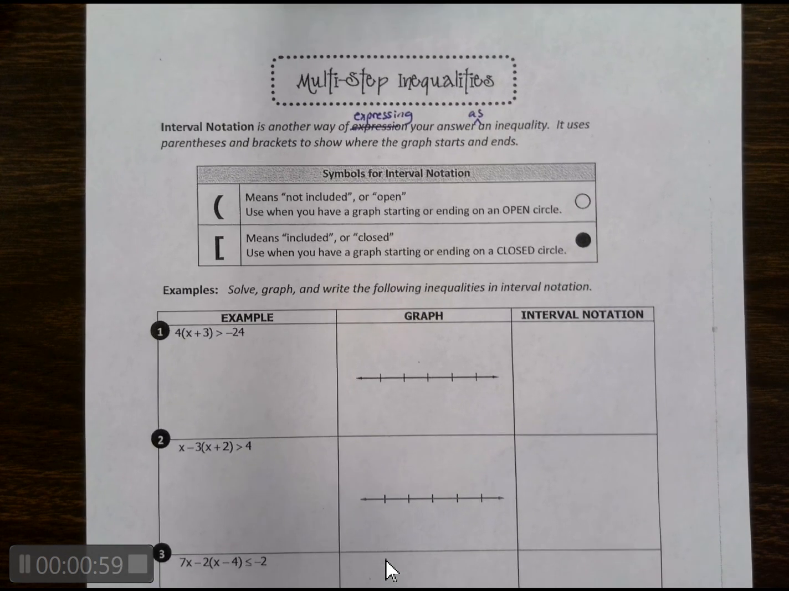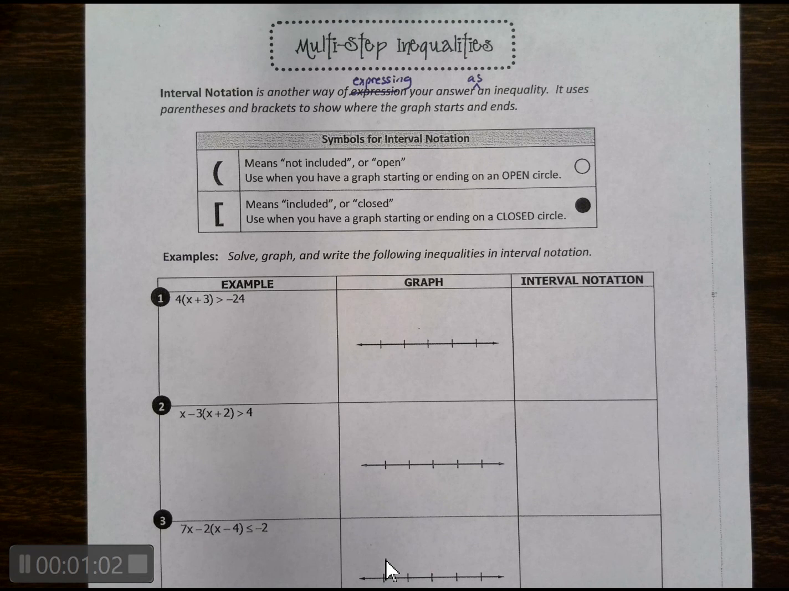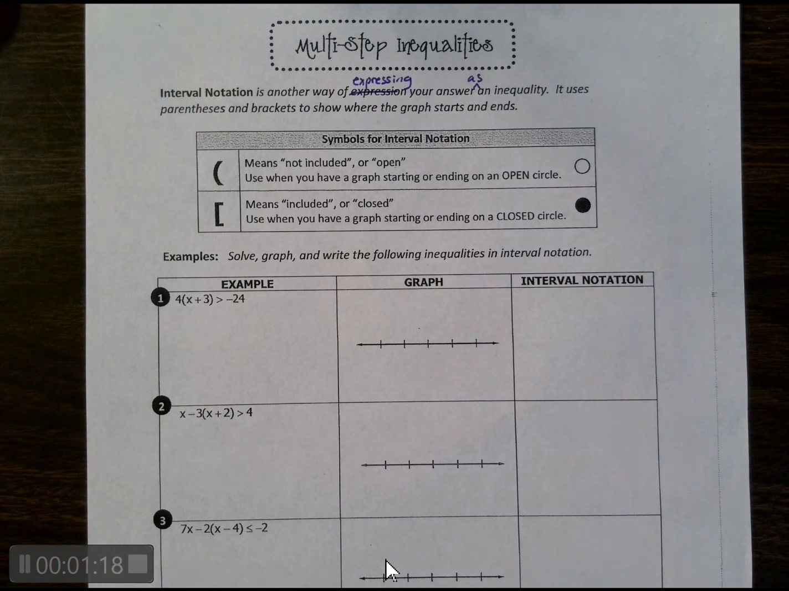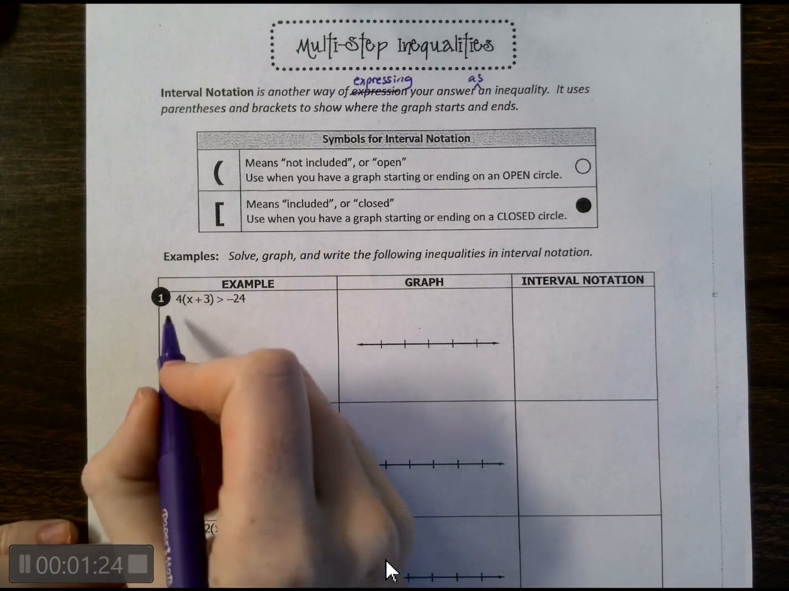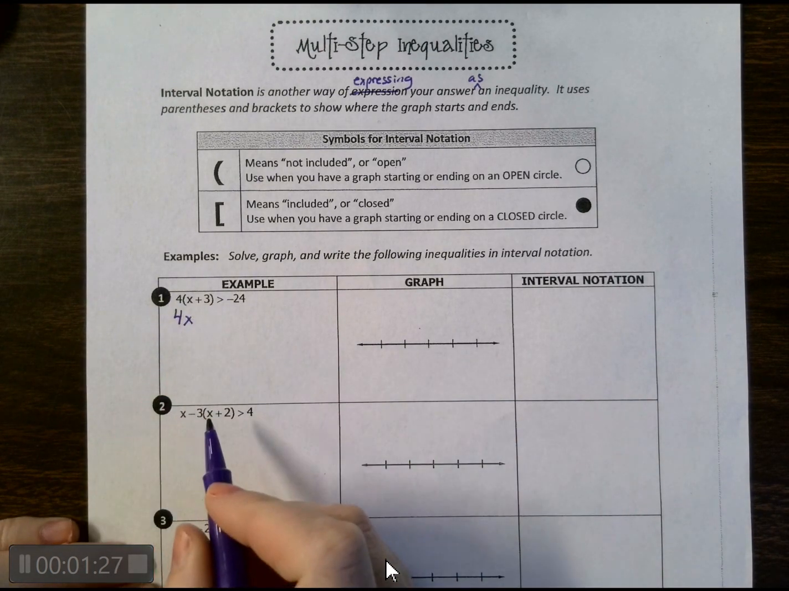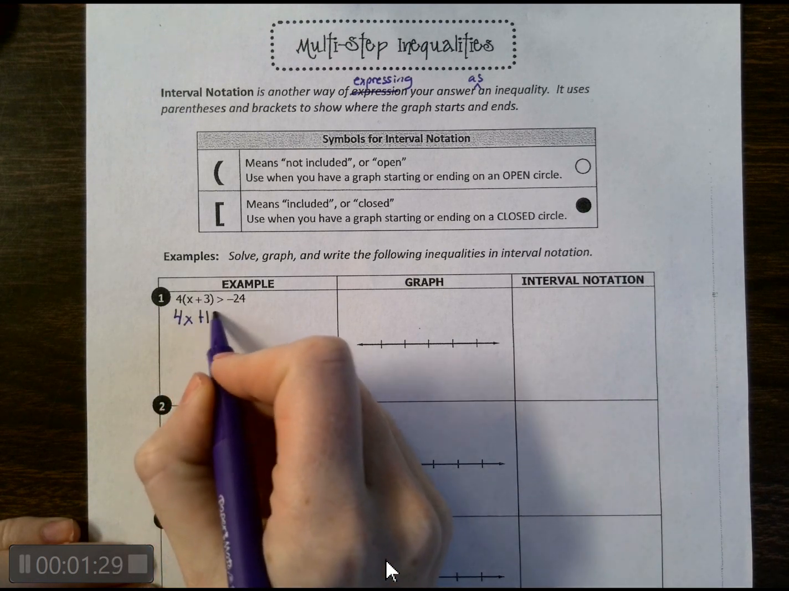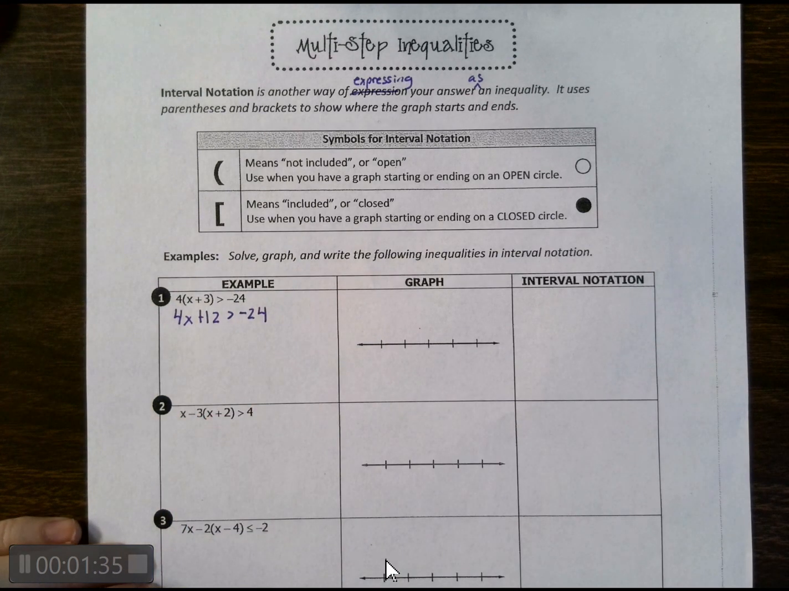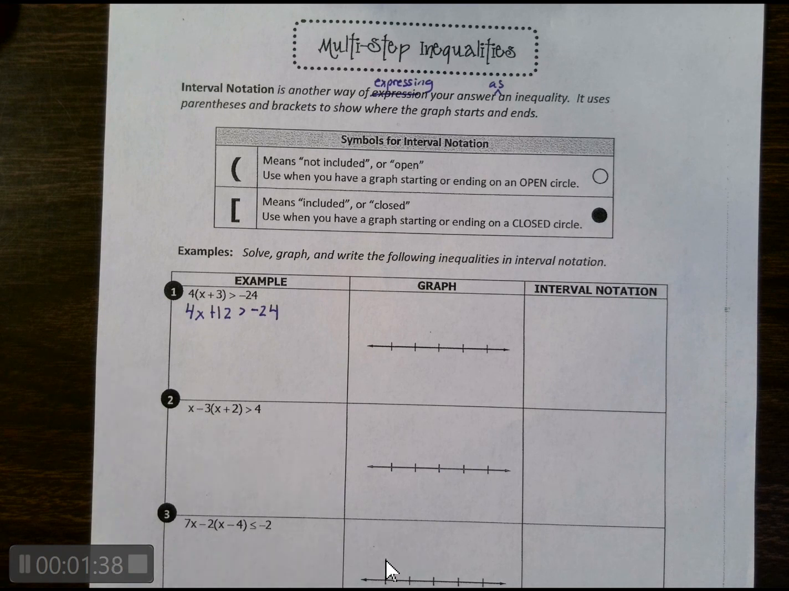Okay? So, for example, as you can see, we have an inequality, but it has to be solved because these are multi-step inequalities, okay? And so, the first thing we need to do is to distribute our 4, okay? So once we distribute our 4, it's going to be 4 times x, which is going to give me 4x. And then 4 times 3 is going to give me 12 is greater than negative 24. Okay? Then you need to subtract 12 from both sides.